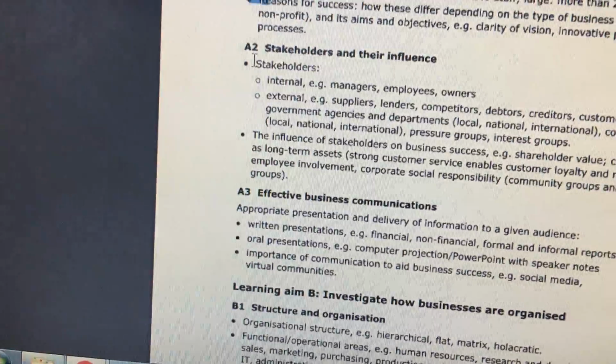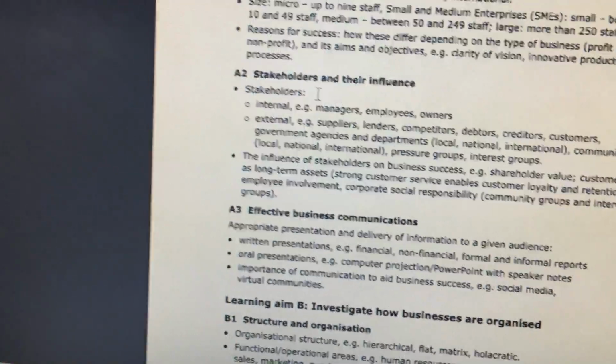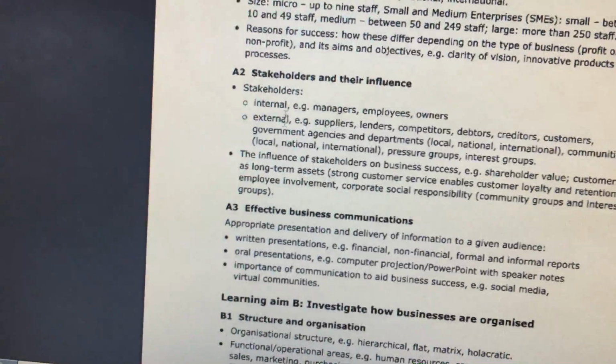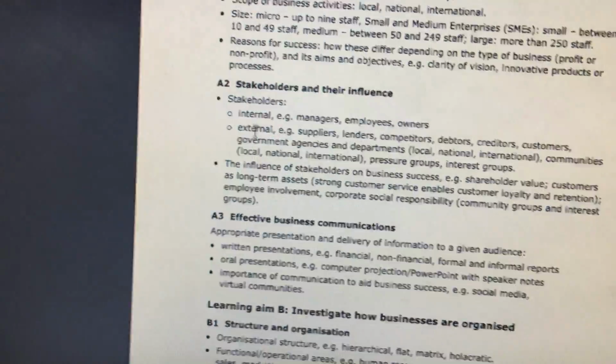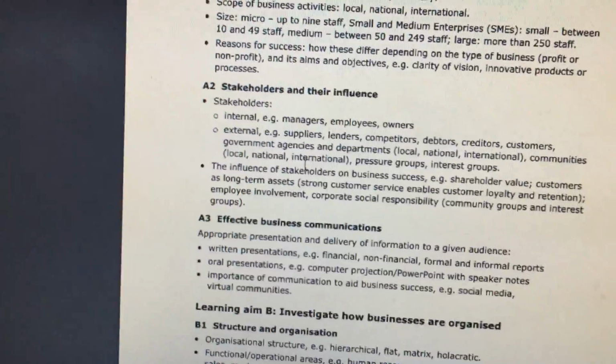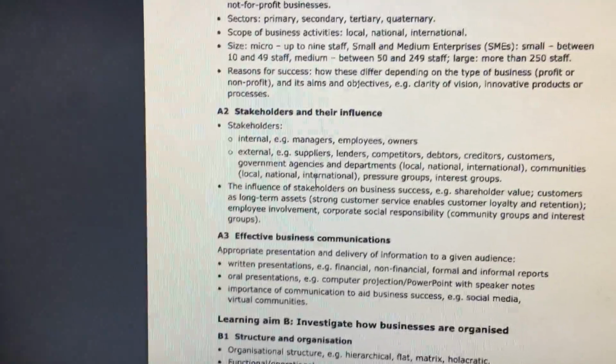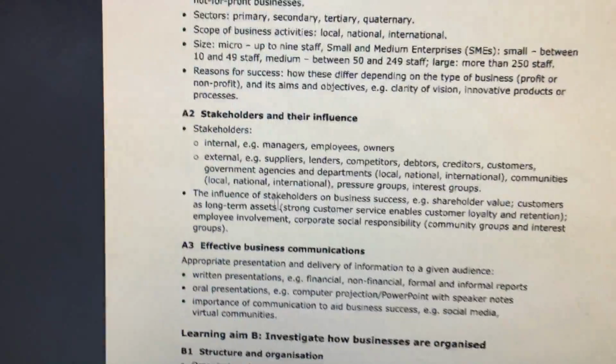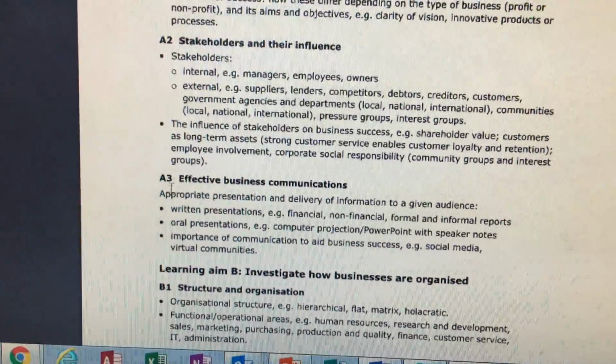So when you go down, you will have a heading, stakeholders. You will explain what internal and external means. And then you give examples, and those examples you will find on the videos. Are you getting that? Yeah. So you have to go through all of the A's. Now this bit.